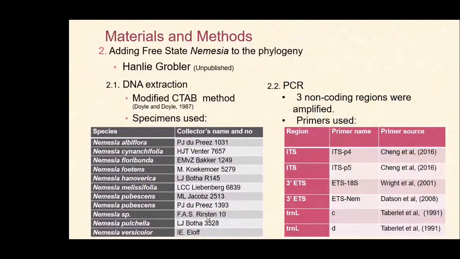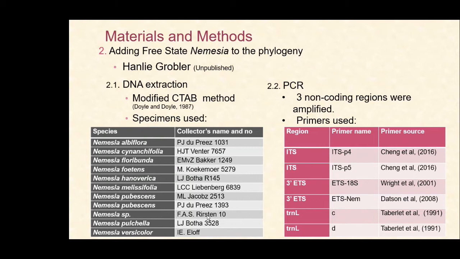When it comes to adding as many Free State Nemesia species to the phylogeny, we added them to the unpublished phylogeny, which was constructed by Hanley for her master's, using the same gene regions that she used and the same gene regions used by Dodson et al. in 2008. So this was done in 4 steps, with the first step being DNA extraction, where total genomic DNA was extracted from leaves of herbarium plant materials using a modified CTAB method described by Doyle and Doyle in 1987. The specimens used in the study are the ones indicated on the table on the left side of this slide.